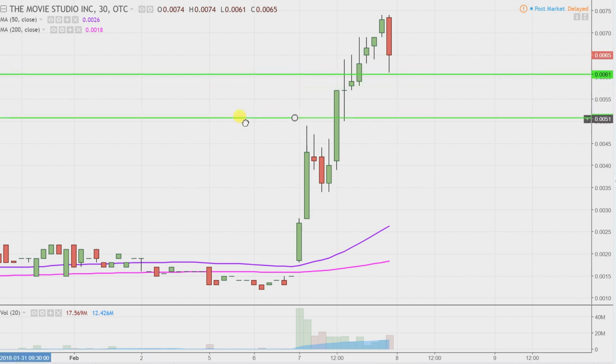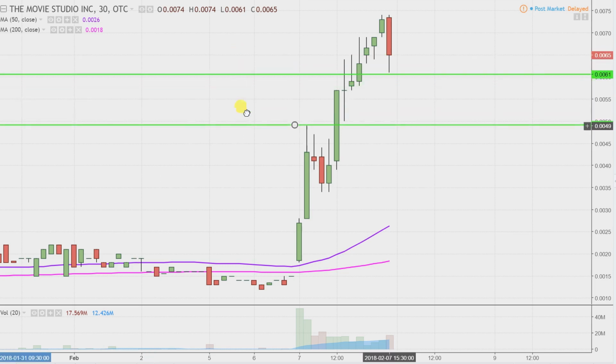Next level of support after that would be this previous breakout point, and that sits down there at, let me make it easy, 005. So in the shorter term, 006, 005.